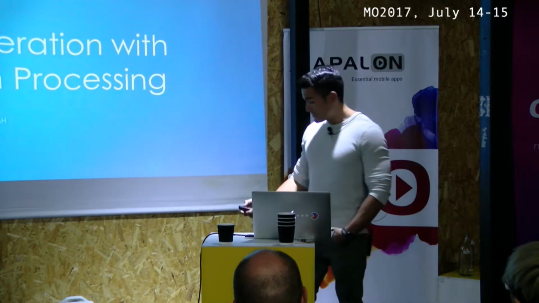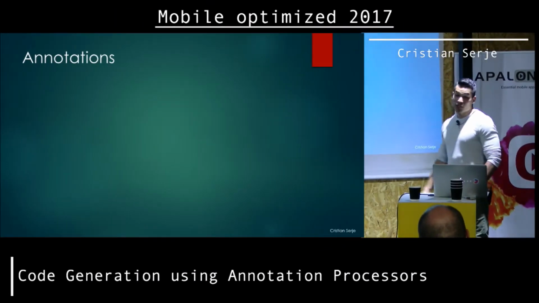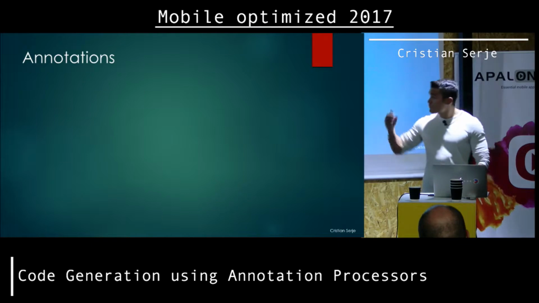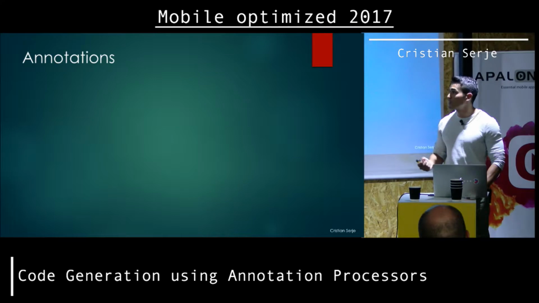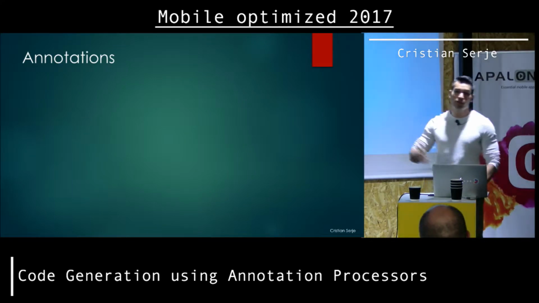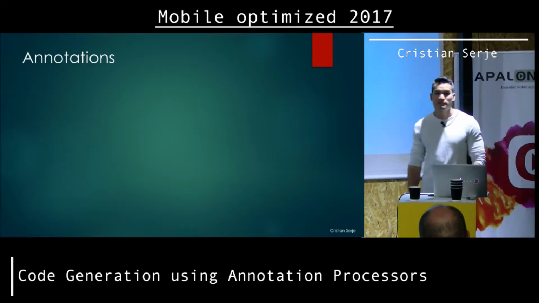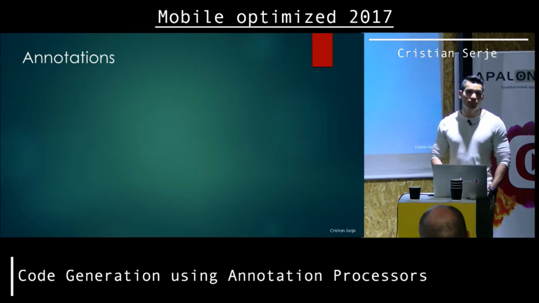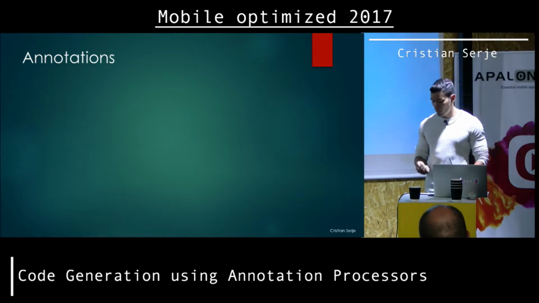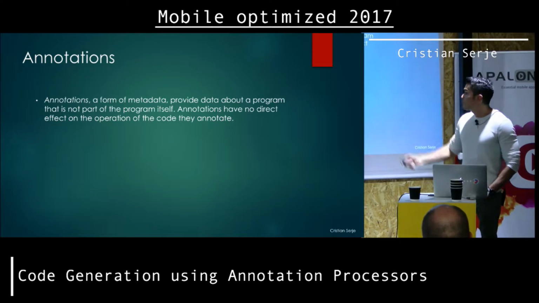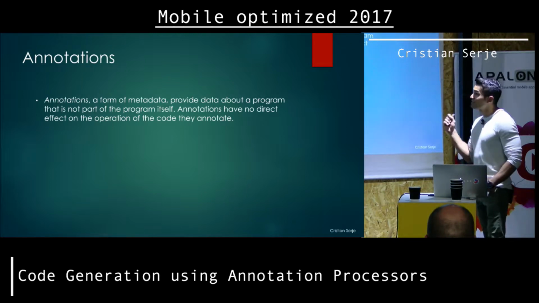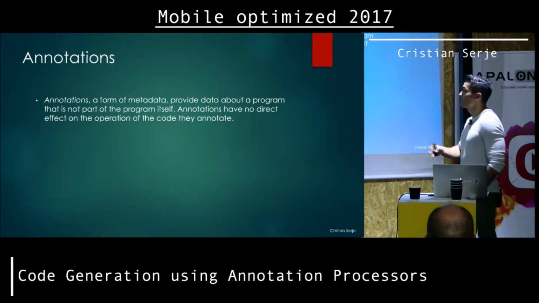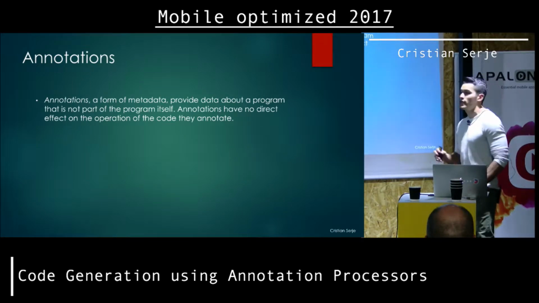So let's start. We're going to talk about annotation processing, so we first have to have the proper idea of what annotations are. I'm just going to go through quickly because we have worked with annotations a lot, at least the built-in annotations like @Override. The official definition is: annotations are a form of metadata that provide data about a program that is not part of the program itself. Annotations have no direct effect on the operation of the code they annotate.